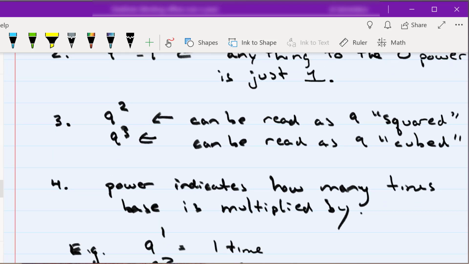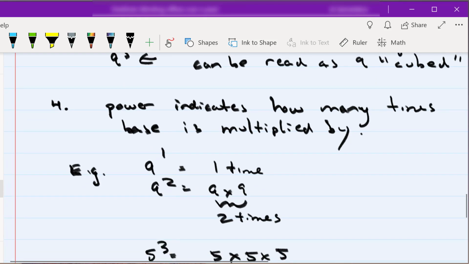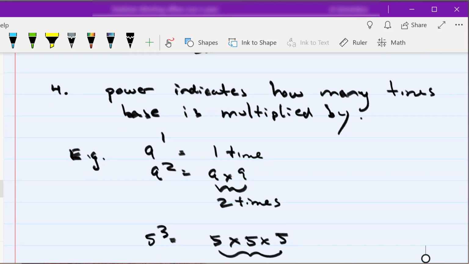Number 3, 9 squared can be read as 9 squared, or 9 to the power of 2. 9 to the power of 3 can be read as 9 cubed. So power of 2 can be thought of as squared, and power 3 can be thought of as cubed. Number 4, power indicates how many times the base is multiplied by.